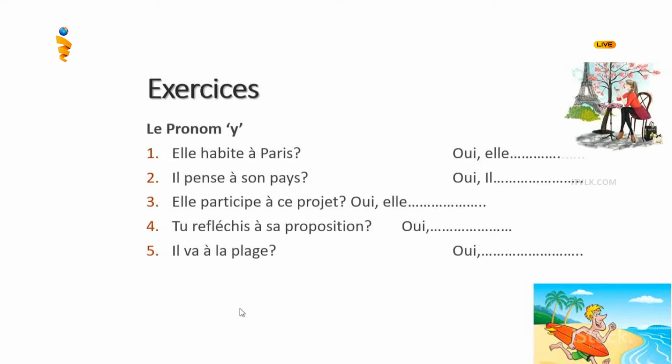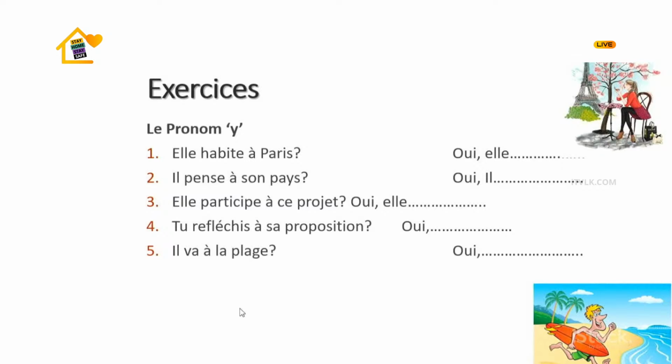Next one. Il pense à son pays. Penser à quelque chose. Il pense à son pays. So here also you can use the pronoun y to replace à son pays. You can say oui, il y pense. Next one. Elle participe à ce projet. Participer à quelque chose. Then we can write the answer like this. Oui, elle y participe. Next one. Réfléchir à sa position. Réfléchir à quelque chose. Oui, j'y réfléchis.